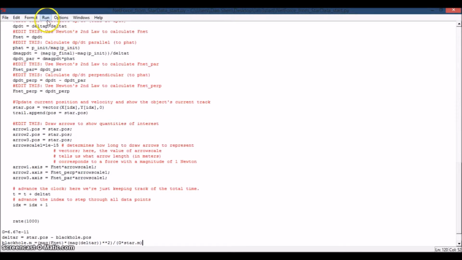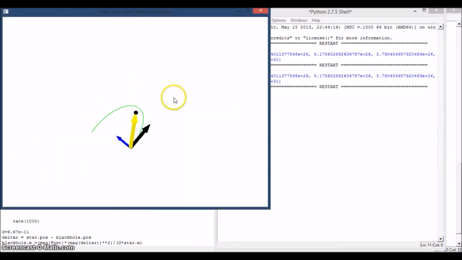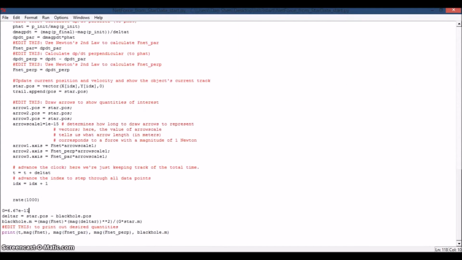After running the VPython code, this is what the orbit looks like. We see that the black hole is located towards the edge of the elliptical trajectory of the star, and that f net is always pointing in the direction of the black hole. So that was the trajectory of our star orbiting around the black hole. Now we're going to actually calculate the mass of the black hole.